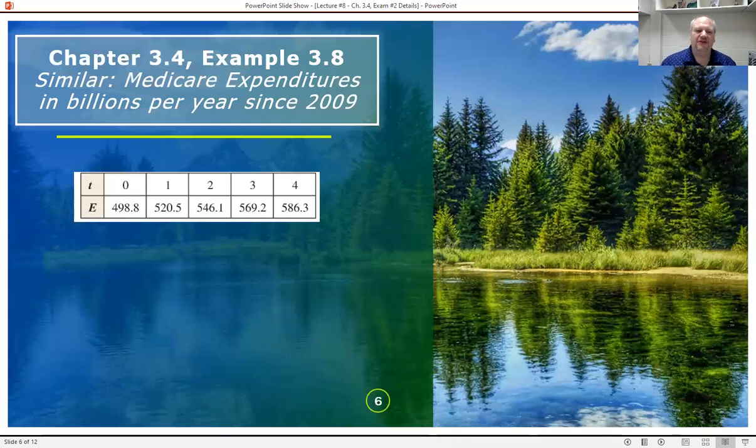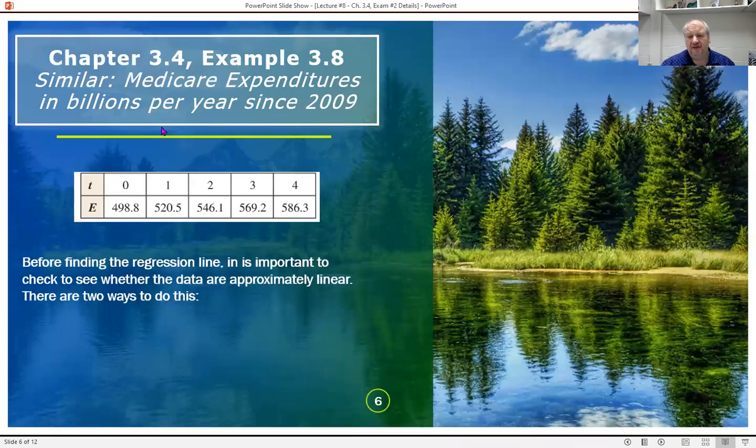Here we have something that's similar to the Medicare question, which was in billions per year since 2009. And here we have some data. We have T, which is our time in years since 2009, and we have E, which is our expenditures for those years, and we have figures here. Let's take a look at how we figured out some regression lines for this.